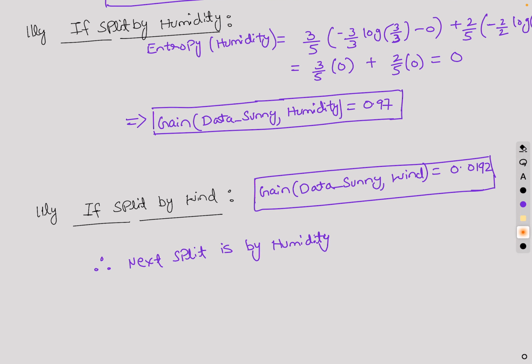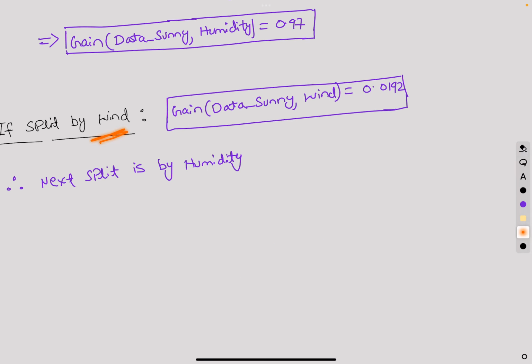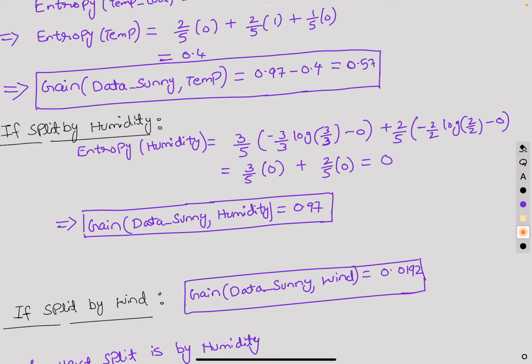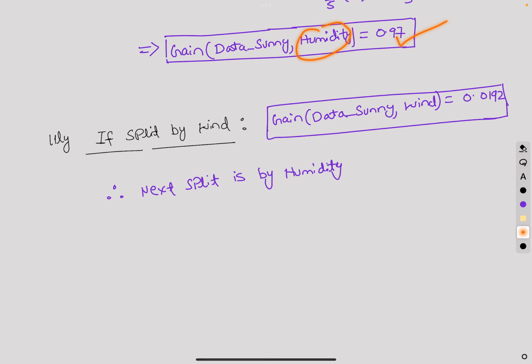Similarly, if I split the data based on wind, I would end up getting information gain as this much. So based on all these three features, all these three possibilities, humidity is the feature that is giving me the highest entropy reduction. So the next split will be humidity. That is, the decision tree will look like this.